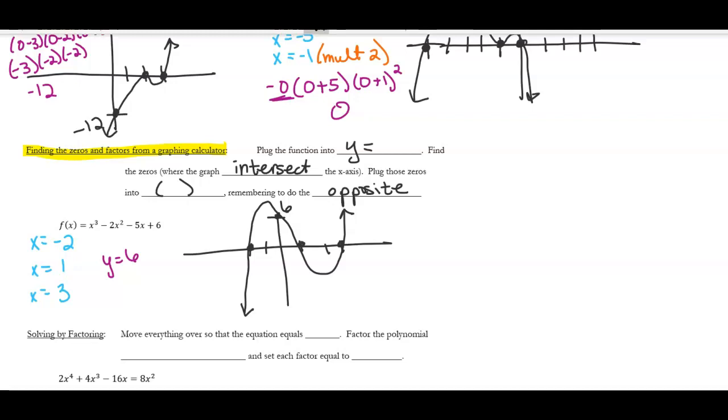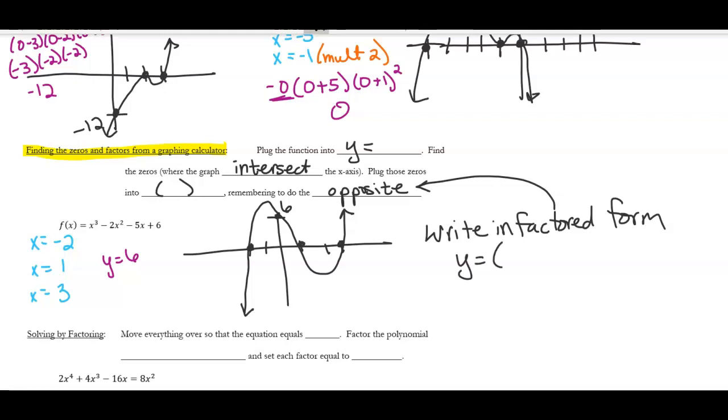Now, if it says something like write in factored form, that's when you do this step. If it says find the zeros, you're just going to use the zeros. So it'll be y is equal to, well, the first 0 was -2, so that becomes x plus 2. The second 0 was 1, so that becomes x minus 1. And then the third one was a positive 3, so that becomes x minus 3. So you only do that if it says write in factored form.